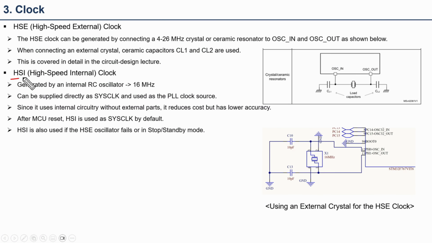Next is HSI, the high-speed internal clock. It has an internal RC oscillator. It generates a 16 MHz clock, which can serve directly as the system clock or as the PLL source. HSE can also be the PLL source.